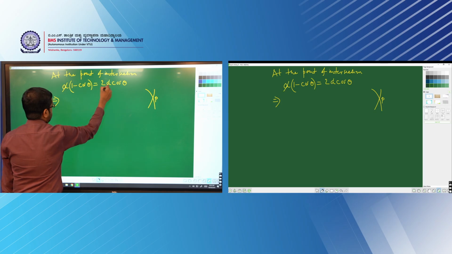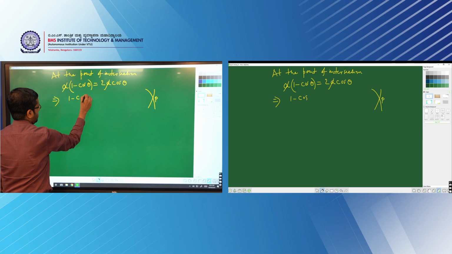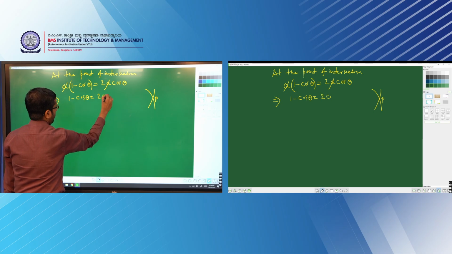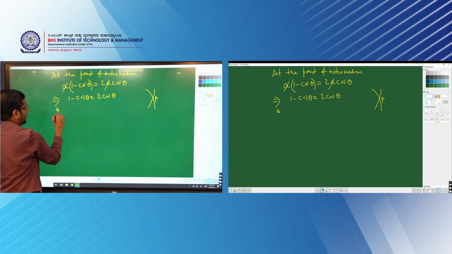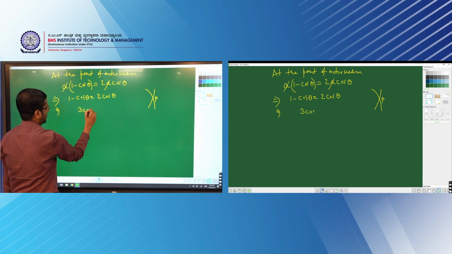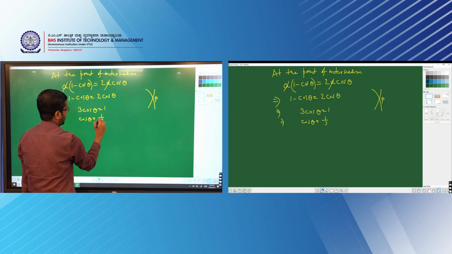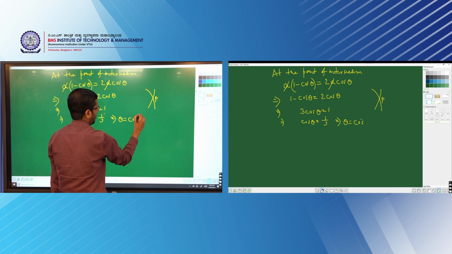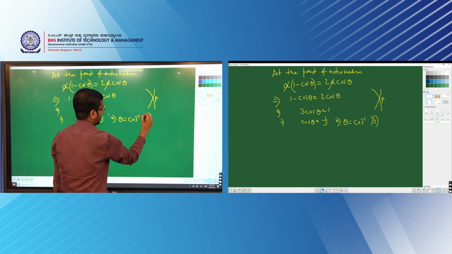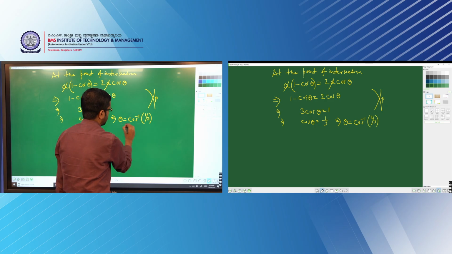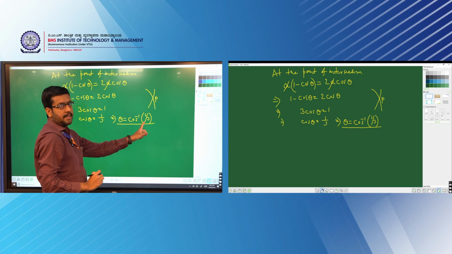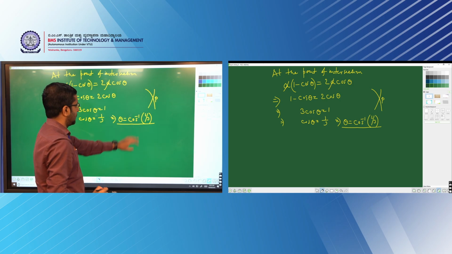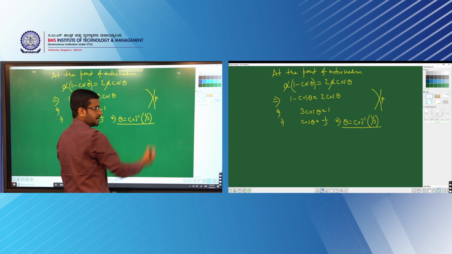So a will get cancelled, 1 minus cos theta is equal to 2 cos theta. So from here if I add this one, I will get 3 cos theta is equal to 1. So that means we will get cos theta is equal to 1 by 3, and that means theta is equal to cos inverse 1 by 3. You see, one particular value of theta we are getting. This is a constant number, okay. So no need to find the value in the calculator, just keep it in this form, cos inverse 1 by 3. It means at this point the value of theta is cos inverse 1 by 3.